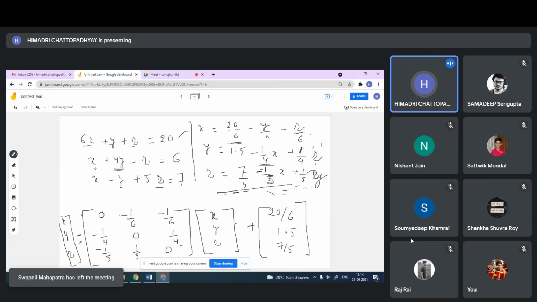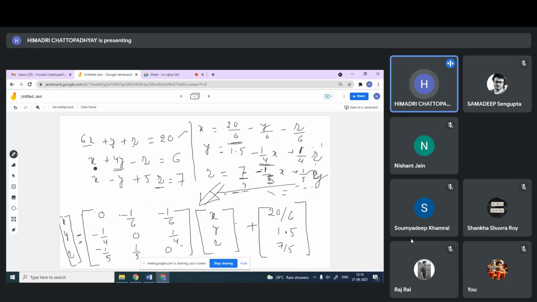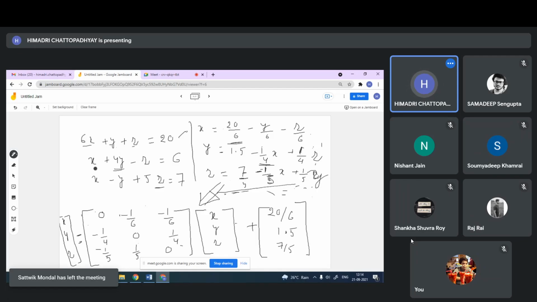Now you see that these and these are the same, because here I have got an expression: x is 20 by 6 minus y by 6 minus z by 6, y is 1.5 minus 1/4 x plus 1/4 z, and z is 7 by 5 minus x by 5 plus y by 5. Why do I write like this? Because now we have an equation that xyz is equal to again xyz times something.